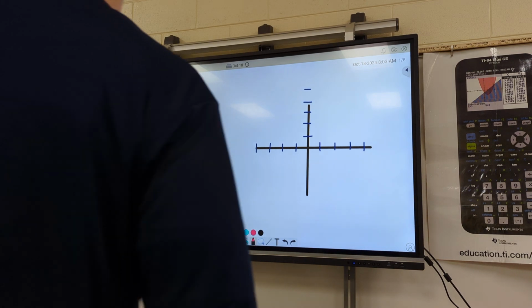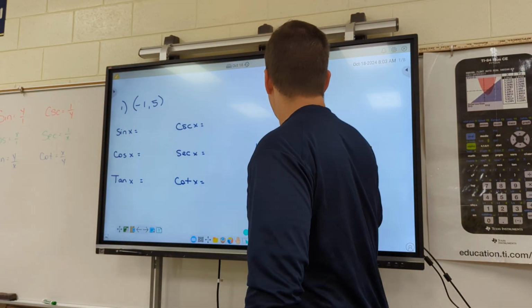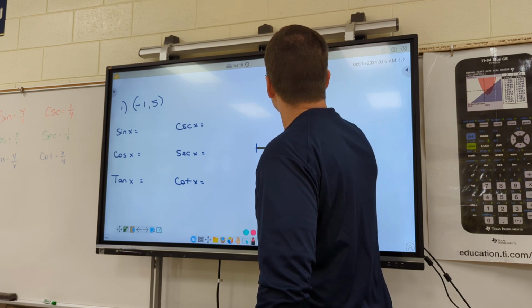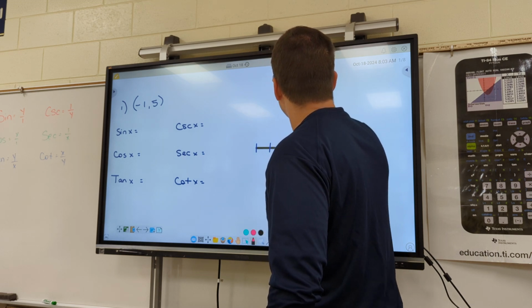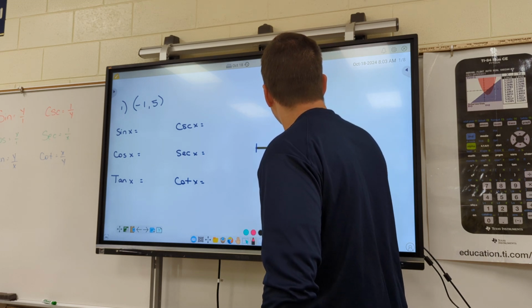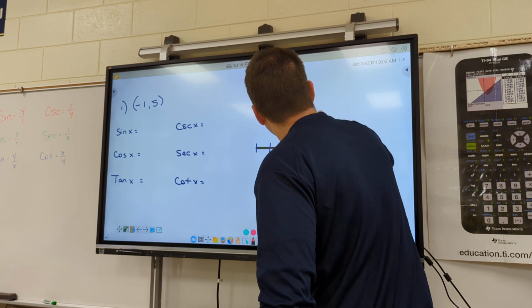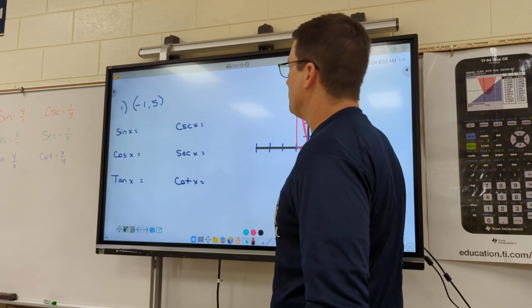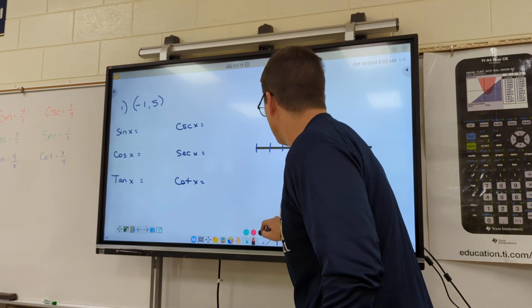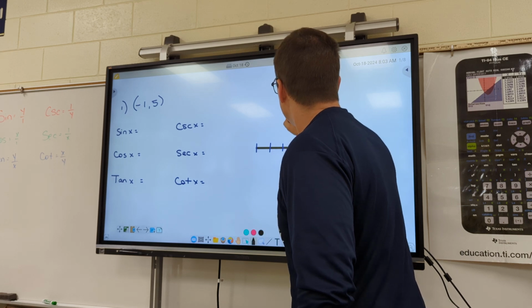All right, so -1 up 5 would be up here. And think of it as making a triangle. That's an awful triangle. Let me fix that. All right, so it would make a triangle. This side would be -1. This side would be up 5.